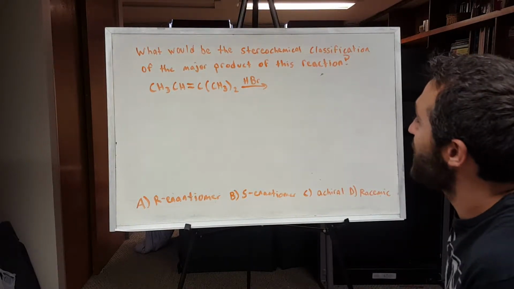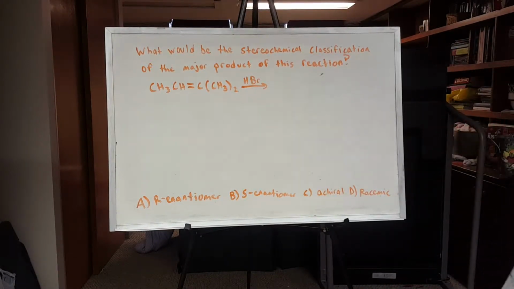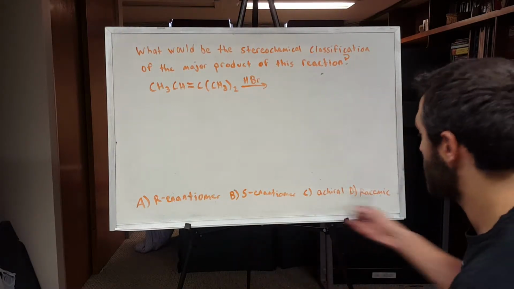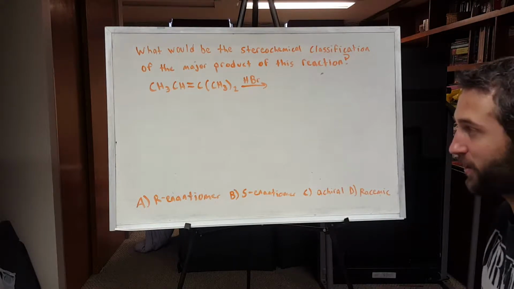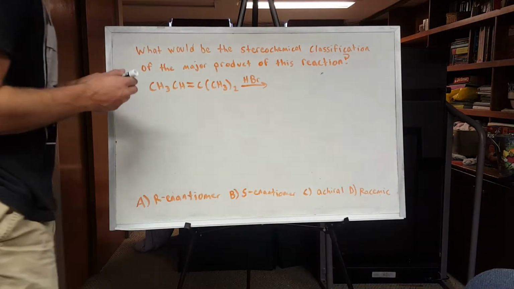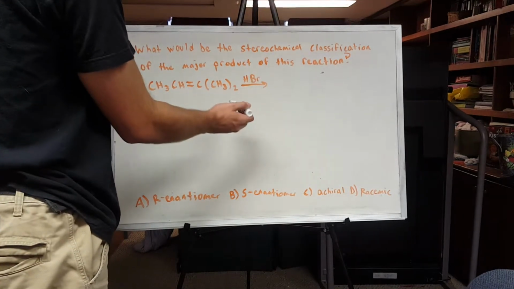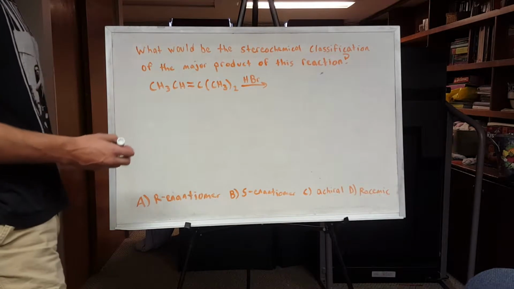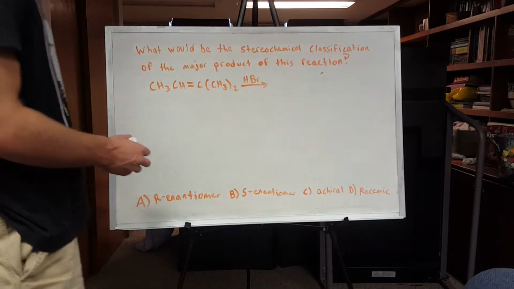What would be the stereochemical classification of the major product of this reaction? Okay, so here are some options. First, we have to determine the product of this reaction, so let's do that. For this reaction, which is from chapter 6, this is an addition reaction.